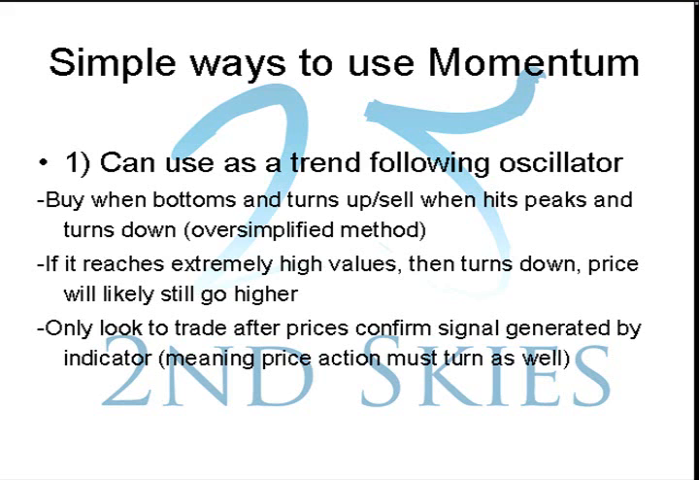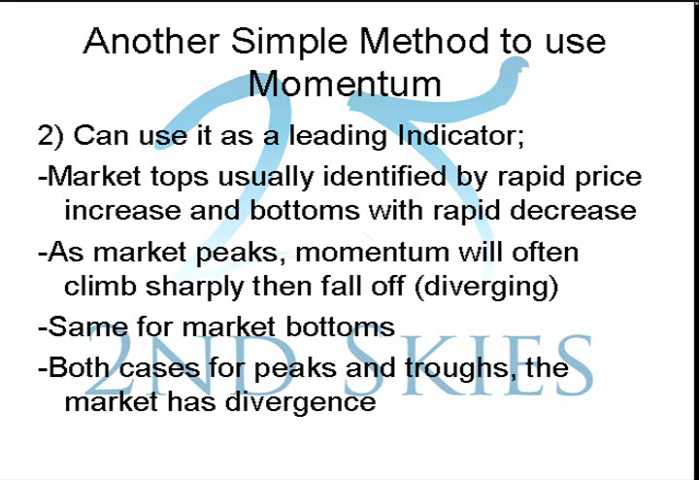Remember the ball in the air scenario. The momentum actually has to be moving downward at a decent amount to stop the upward movement on that ball thrown up in the air. Think of a trend very much the same way. So when we have extremely high values, and then the momentum has turned down and is moving down convincingly at a nice sharp angle, that's usually when I start to look for sell points in that particular uptrend. The other thing is you only want to look for a trade after prices confirm the signal generated by the indicator, meaning the price action must turn as well. Just like RSI, when you hit really high readings, pairs can often continue in that particular direction because that's when it's at its strongest.